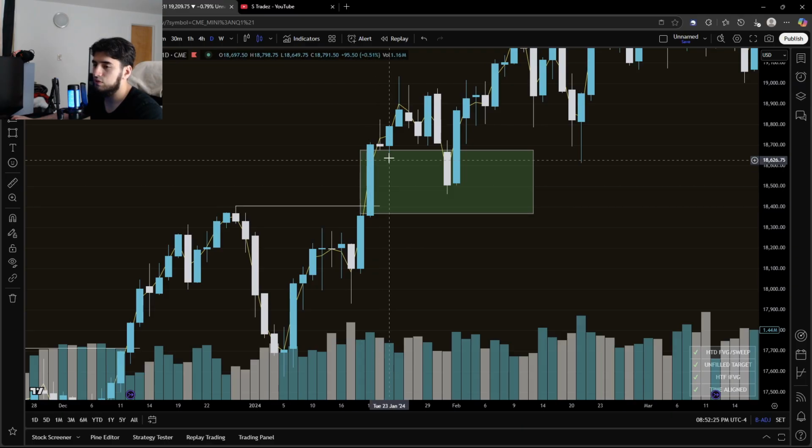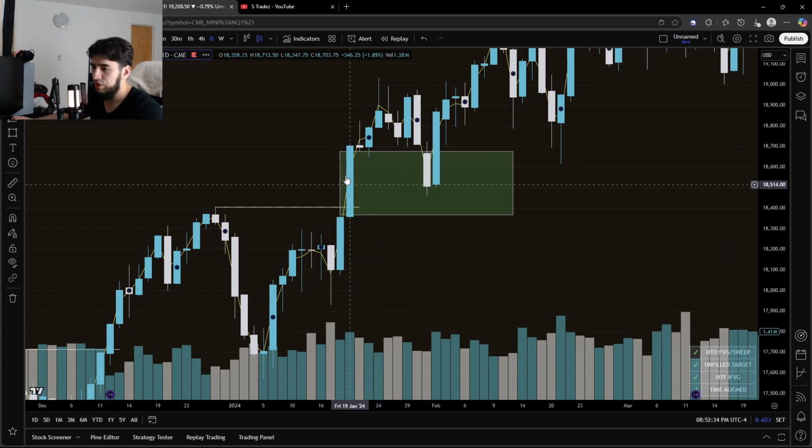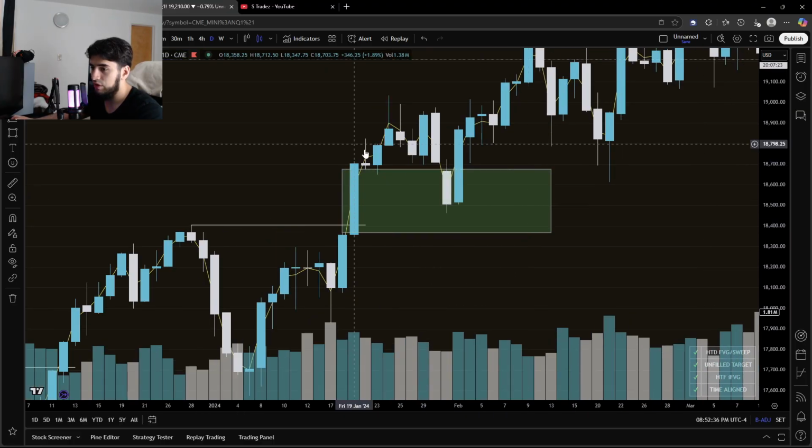Because price was super fast, a lot of orders weren't filled here. It went up very aggressively. Buyers were in control in this area, leaving off this fair value gap, because we have a three candlestick pattern formation. Even though the third candle is red, it still is valuable. It still acts as a fair value gap.